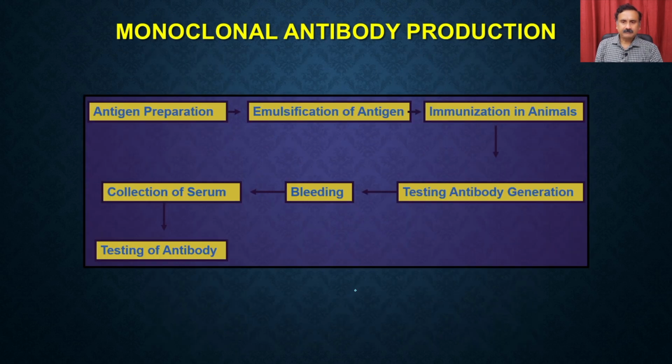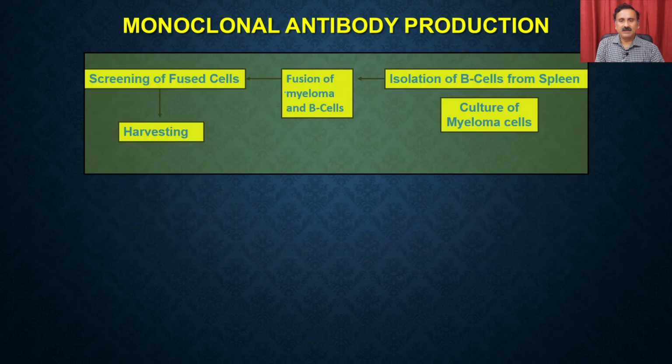So these are the steps we already discussed when we were discussing polyclonal antibody production. Now we are going to discuss these steps, where we will see how you can isolate the B cells, how you culture the myeloma cells, and how you fuse the myeloma and B cells to produce the hybridomas. Then you can screen the hybridomas, and then harvest the antibodies.